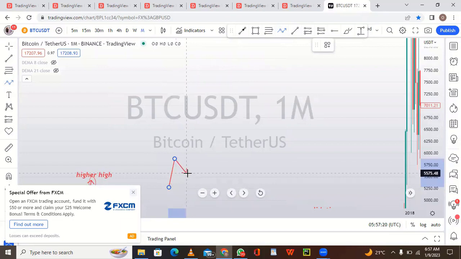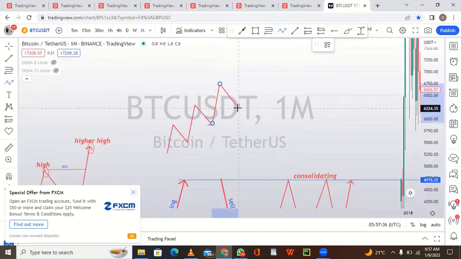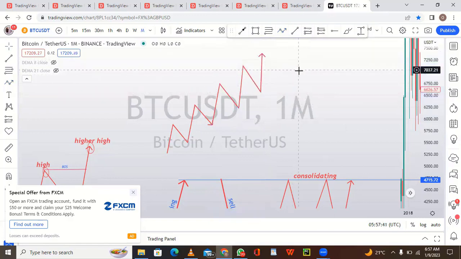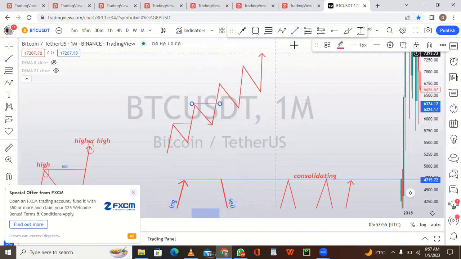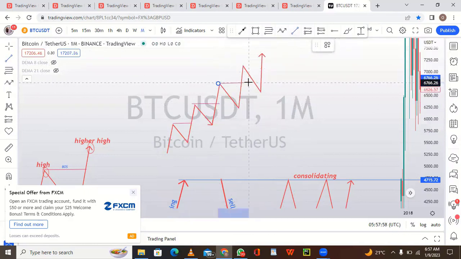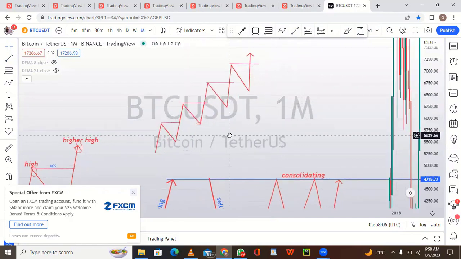This is the low, the higher high, the higher low, like this, like this, like this. Yes, this is how a bullish market looks like. And the break of structure is continuous, all right? This is a break of structure, a break of structure, a break of structure, a break of structure.